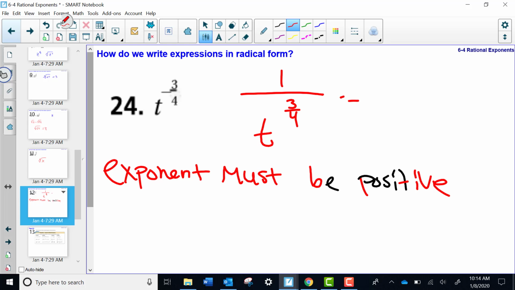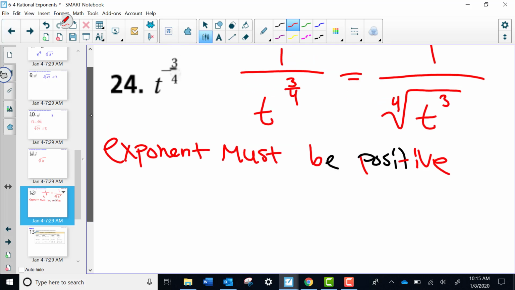Now, how can we rewrite this into radical form? Just the denominator. t to the positive 3/4, how can we write that as a radical form? The fourth root of t to the third, all of that under 1. So the exponent was negative. We make this exponent positive by bringing it down to the denominator. Once the exponent is positive, we could go from exponential form to radical form. Let me give you another one just like this. Some of you look a little puzzled. Has everyone got this down?